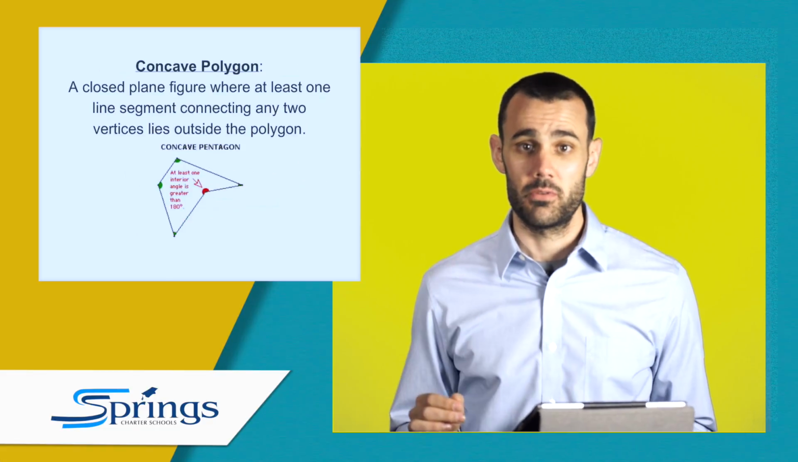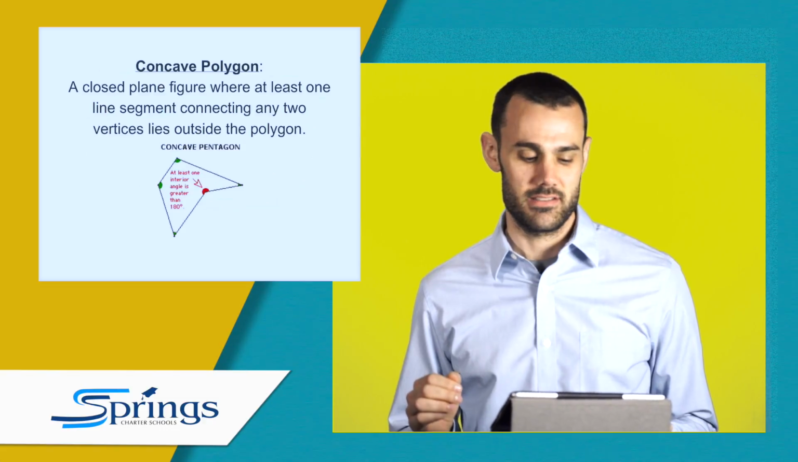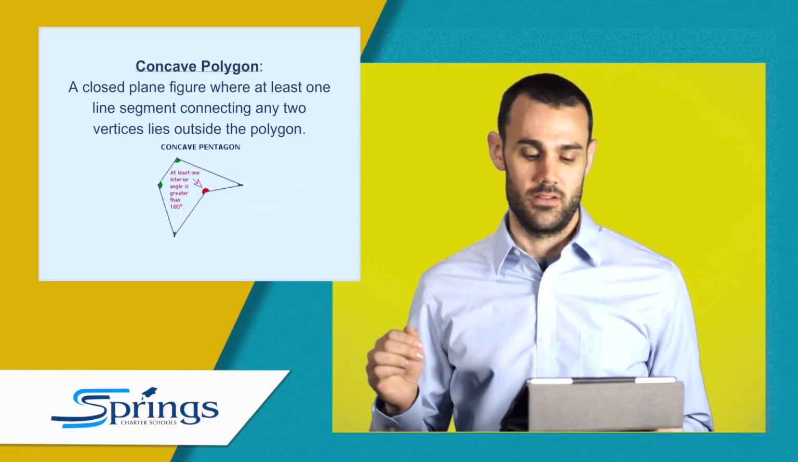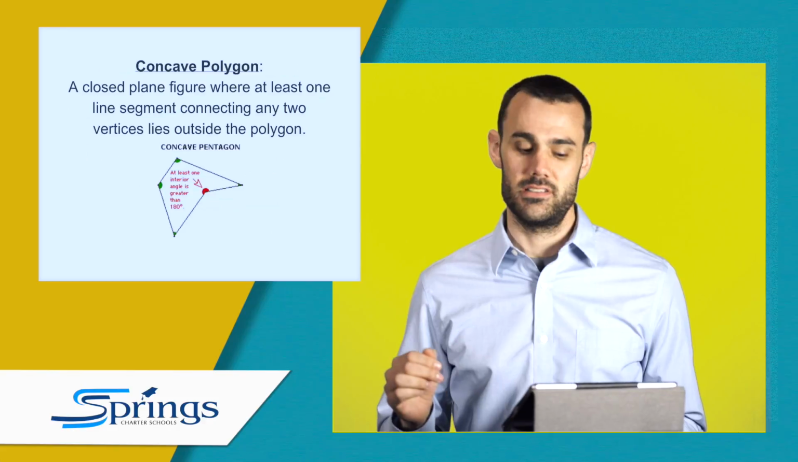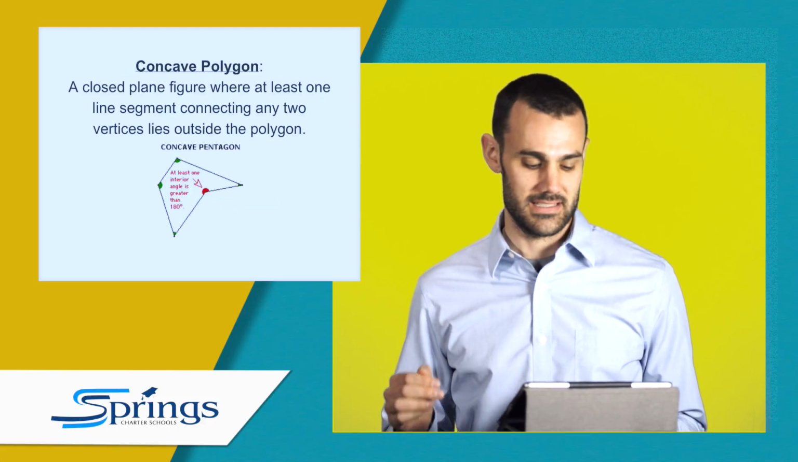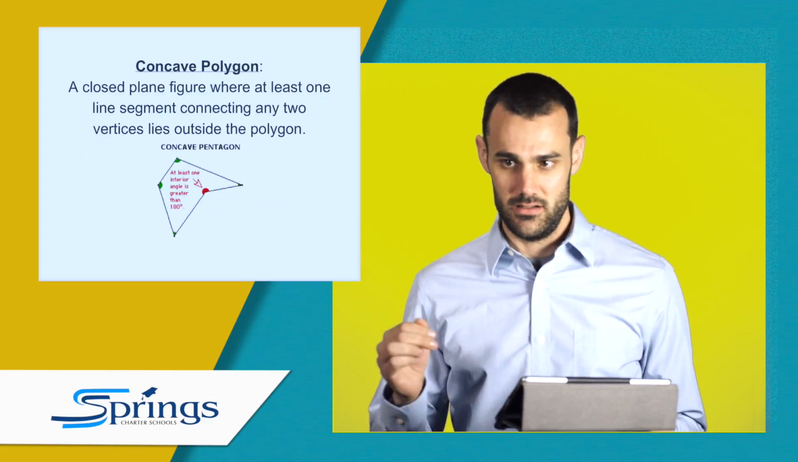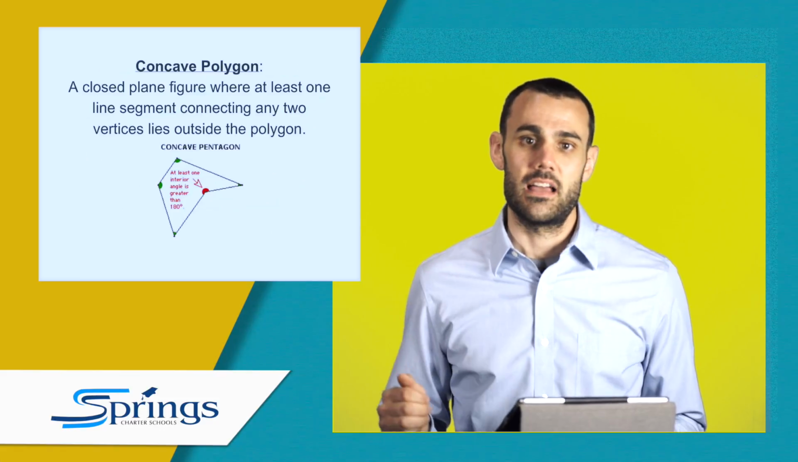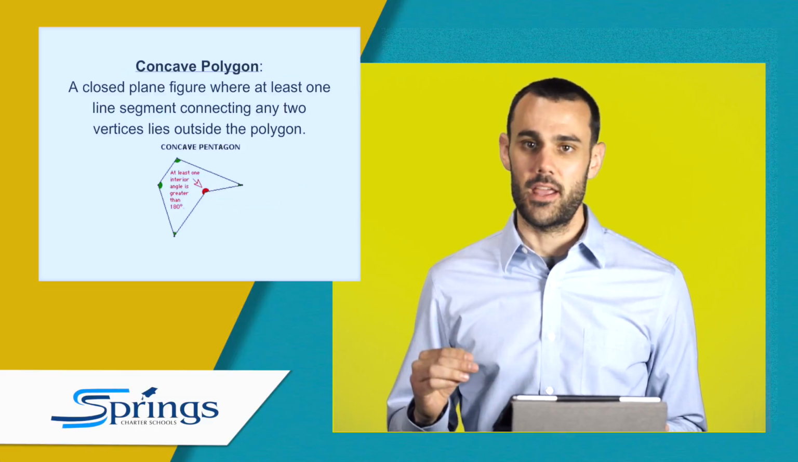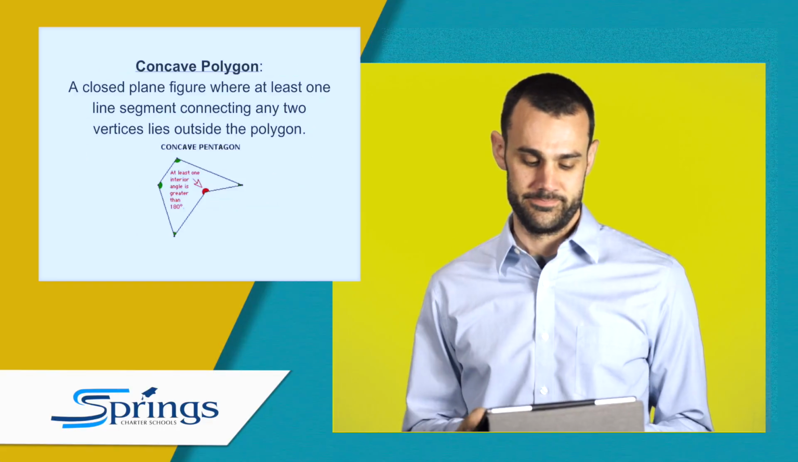Now, there's another type of polygon, it's called the concave polygon. Very similar in terms of how it's said and spelled, but it is a little different. So that's a closed plane figure where at least one line segment connecting any 2 vertices lies outside the polygon. So here's your concave polygon example. At least one interior angle is greater than 180 degrees. Now, the previous type of polygon we talked about had all interior angles less than 180 degrees. So the big major difference here is that one of these angles is actually larger than 180 degrees.